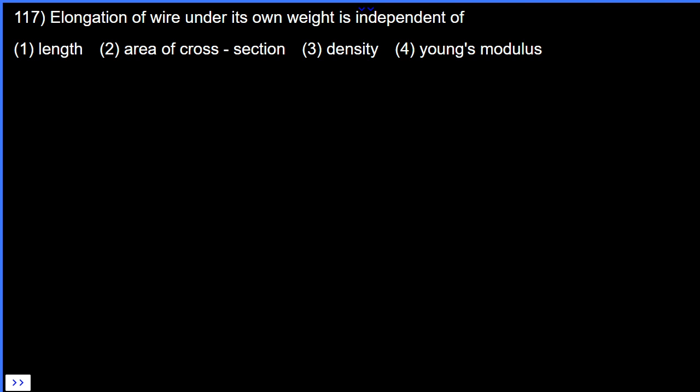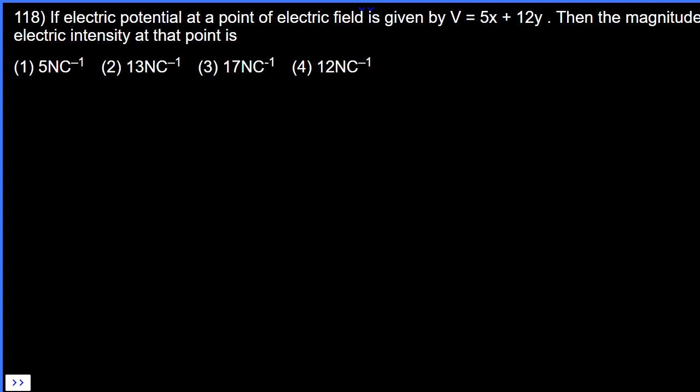Elongation of wire under its own weight is independent of what? Elongation of wire under its own weight is always independent of area of cross section. The second option is correct. Problem number 118.